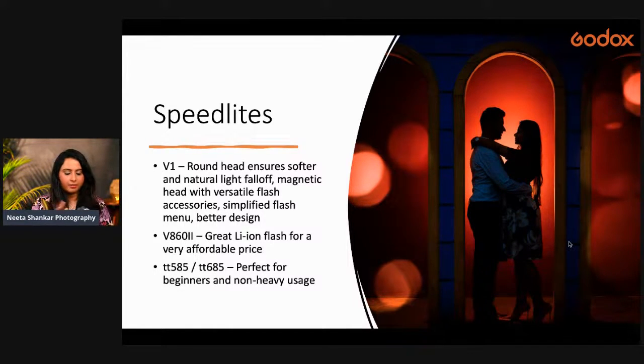These are basically magnetic modifiers that can just fit on top of your V1, and it becomes really handy to use them because they come in a very compact case. It's very easy to carry them around. It's very easy to swap them around because it's just magnetic. All you need to do is just snap it onto your flash. So that's why I like V1.